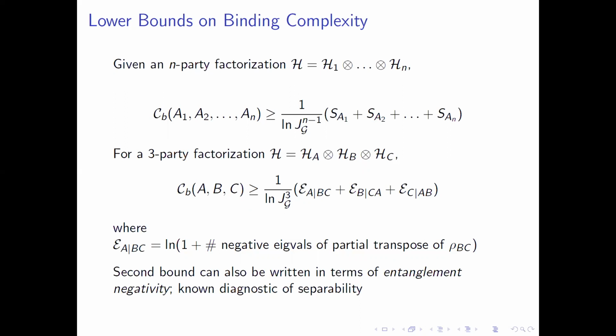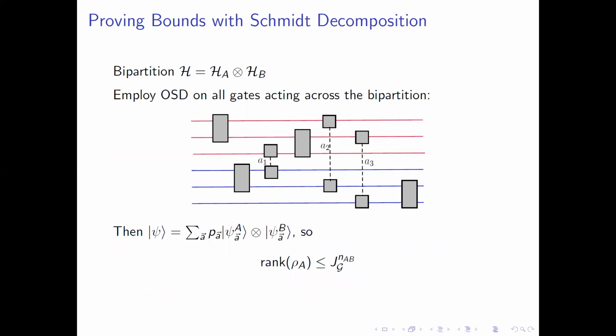Good, so let's see how the techniques we use to prove one of these bounds. So suppose again we're in the case that our Hilbert space admits a bipartition, and consider all the gates that act across the bipartition. Here we've shown the same circuit diagram as before, and on all three gates that cross the partition, we've employed the operator Schmidt decomposition to cut the gates. So the resulting state that we prepare will be written in terms of its Schmidt decomposition, but in particular, its rank is bounded above, using the fact that all the unitaries that we've cut have operator Schmidt rank bounded above by the one of maximum operator Schmidt rank. Since we have N_AB such gates that we've cut, the rank of the reduced density matrix on one of the parties is going to be bounded above by j sub g to the number of gates acting across the partition, N_AB.